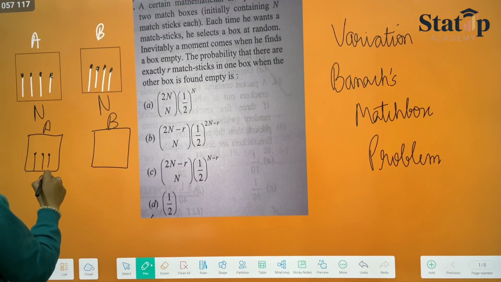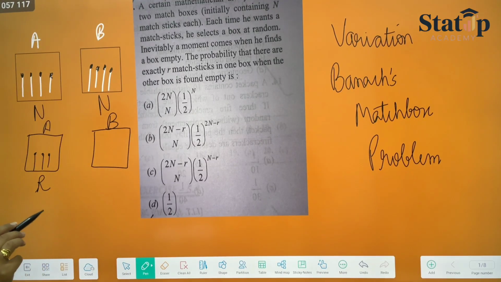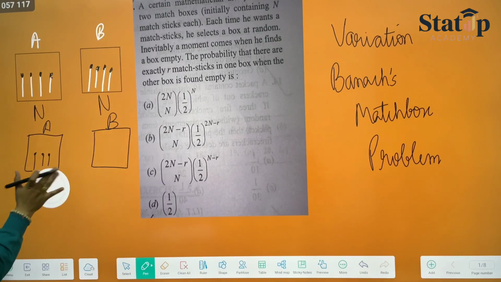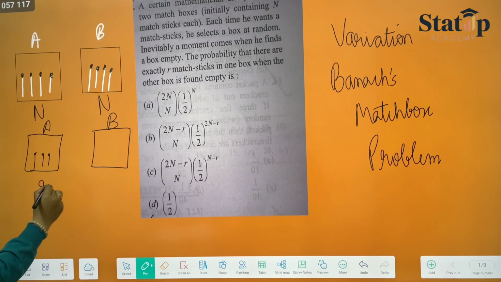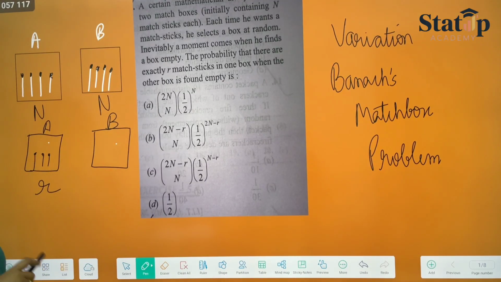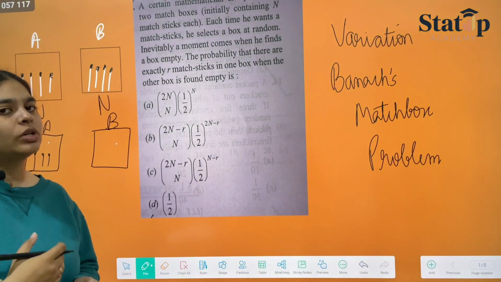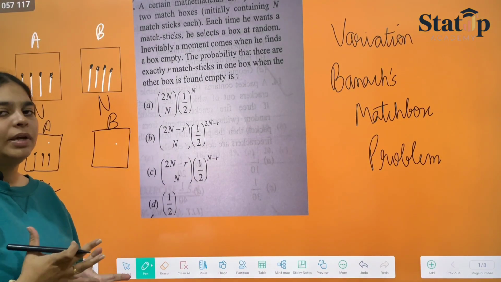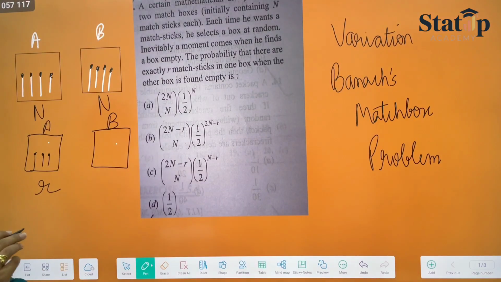R matches left. We need to find the probability that there are exactly R matchsticks in one box when the other box is empty. When this is empty, this has exactly R matchsticks. That probability we need to find out, and it is a question of hypergeometric distribution only. So you have to find out first the situations, and then you just have to take the PMF of hypergeometric distribution. It is an easier one.